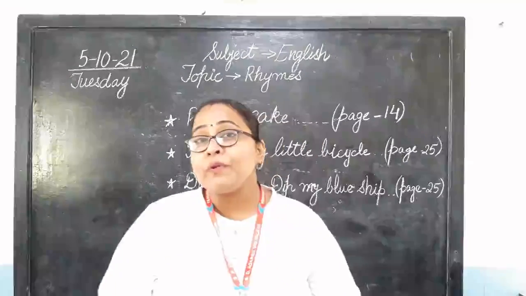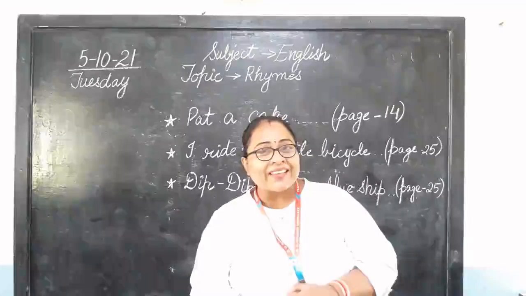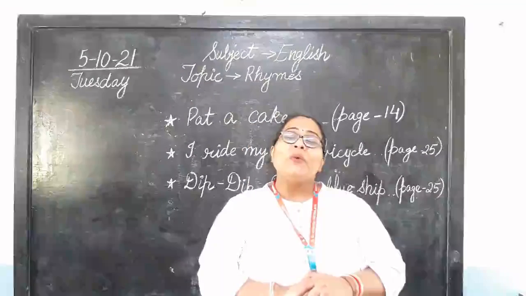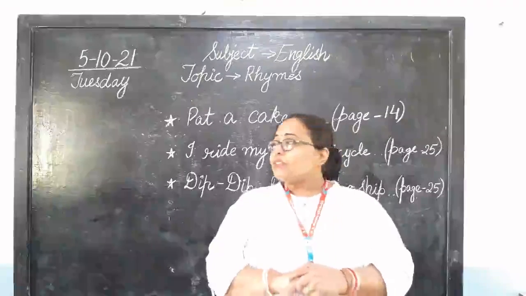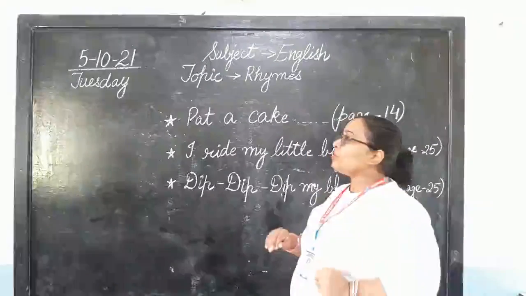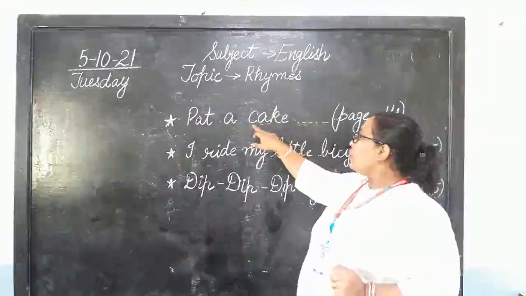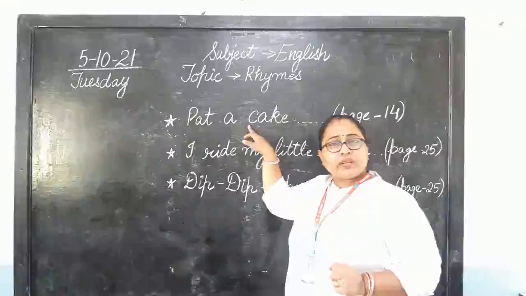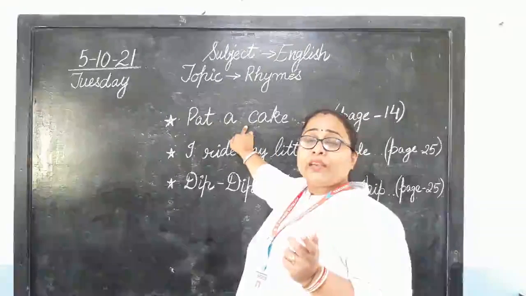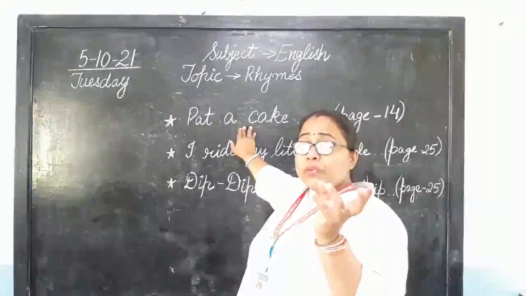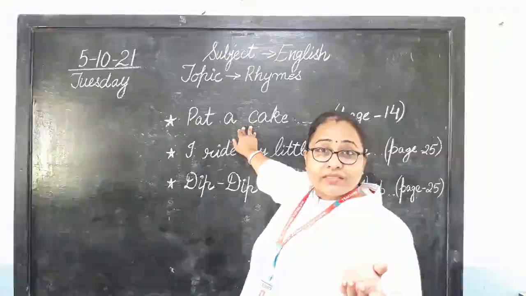Today we are going to begin with some rhymes. You want to do that? Let's begin our day with some music and tap our feet. So what are the rhymes that we are going to do today? Pat a cake. What do you know? What is the meaning of cake? You all know what a cake is? I know you know that. Cake kya hota hai? Something yummy, sweet, soft. We all enjoy eating it on birthdays.